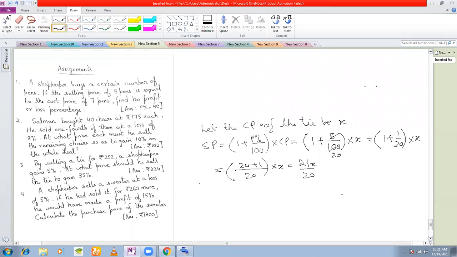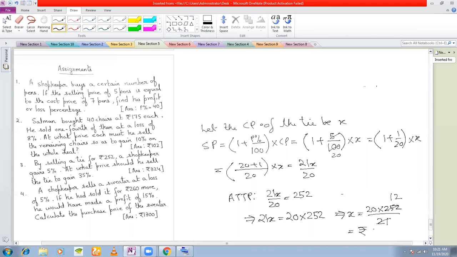But what is the selling price given? Selling price is given to be 252. So therefore, 21x by 20 must be equal to 252. Therefore, 21x is 20 into 252. So from here you can get the value of x: 20 into 252 divided by 21. You can cancel with 21 here, and you can cancel with 2. So this will give you rupees 240. So cost price of the tie is 240.